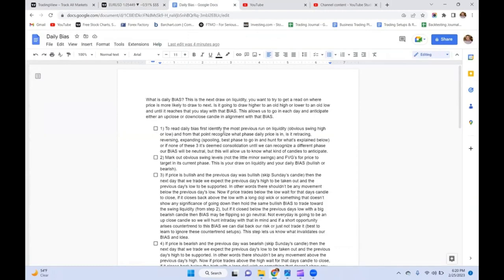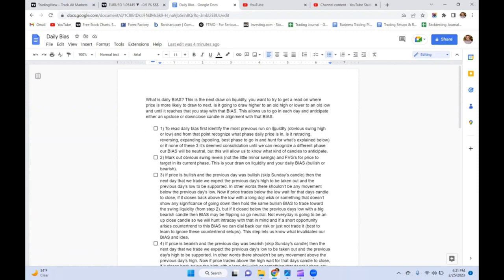So step one, read daily bias. First, identify the most previous run on liquidity. This is an obvious swing high or low. And from that point, recognize what phase daily price is in. Is it retracing, reversing, expanding, which ICT says is spooling, which is actually the best phase to go in and hunt for what's explained below here. But if none of these three, no retracing, reversing, or expanding, it's deemed consolidation. And until we can recognize a different phase, our bias will be neutral. But this allows us to know what kind of candles to anticipate.